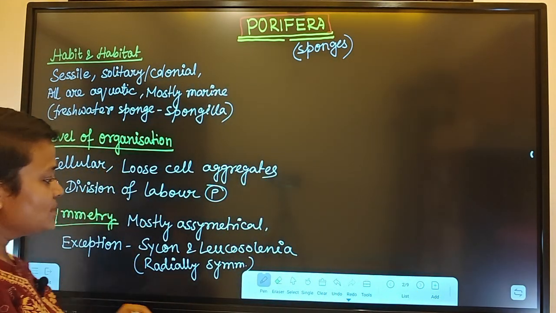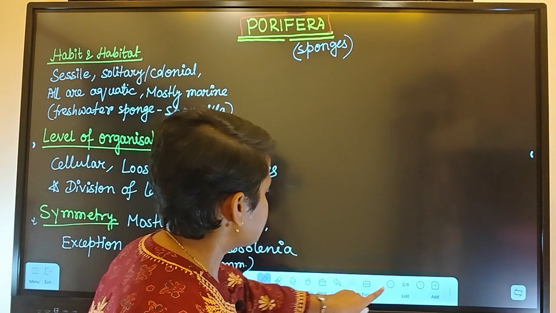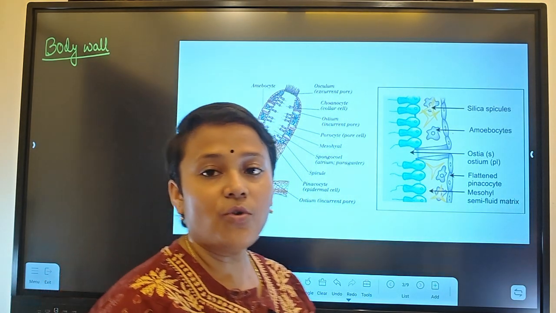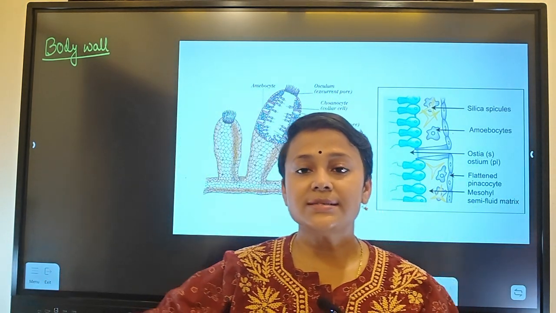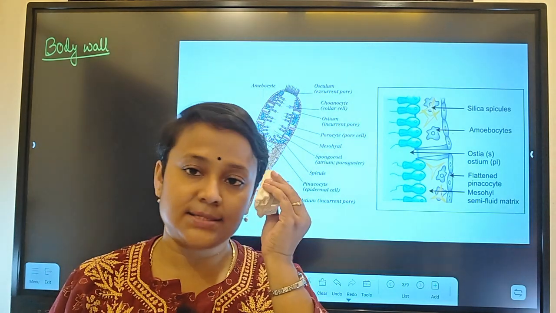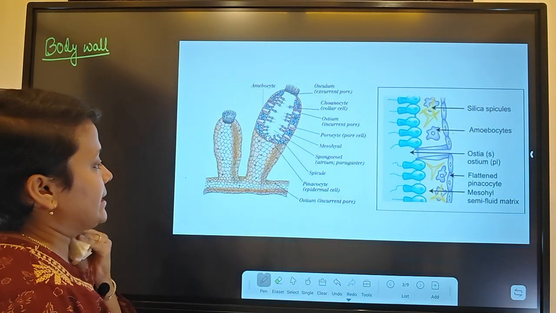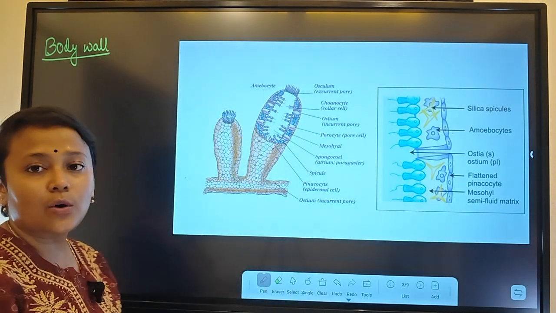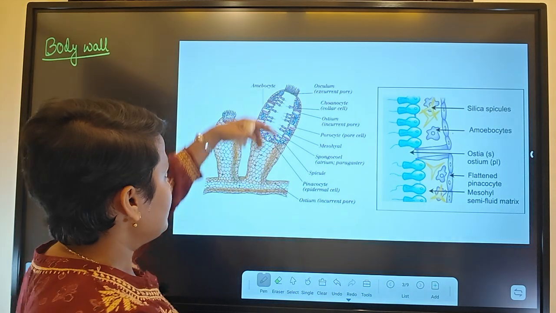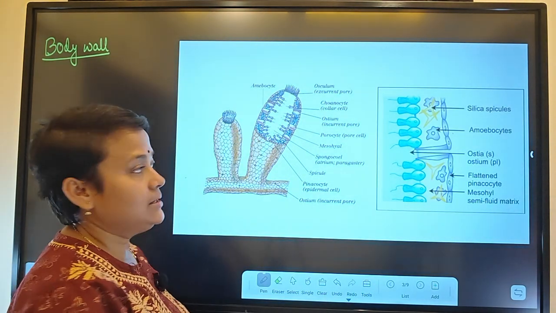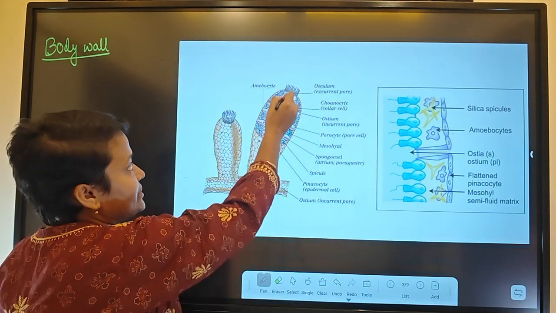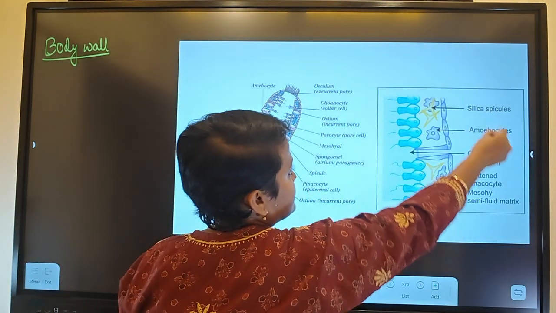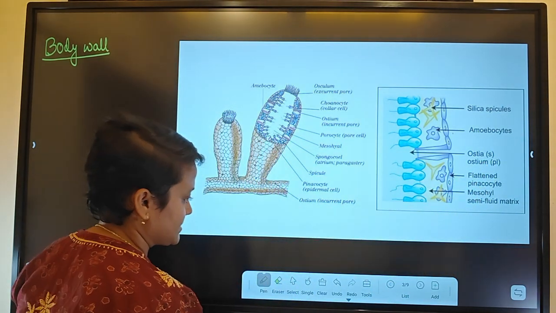So three headings, subheadings we have discussed. Next subheading is body wall. So what is the body wall, or what is the layer of the body, we will discuss. With the help of this diagram, we can see the structure of Sycon, the diagram of Sycon. Now if we do a longitudinal section, then the body wall is visible here. Now if we enlarge the body wall, we will get this kind of cells. Let's discuss about this.